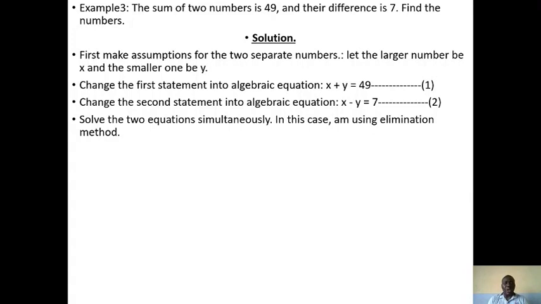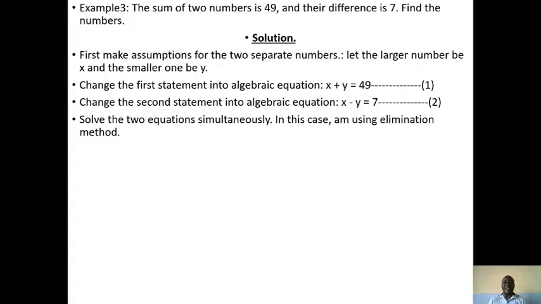The first thing you need to do is make some assumption for the two separate numbers. I said let the larger number... you know the two numbers are not the same. If the two numbers were the same, we wouldn't have a difference of 7. We would have a difference of 0.